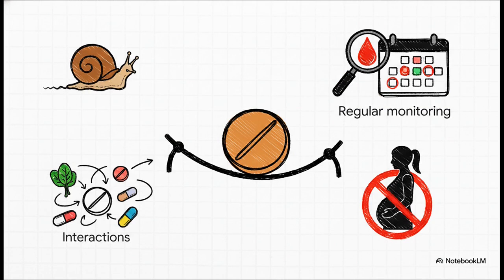And this brings us to the many challenges of using warfarin. As we just saw, its action is slow. It also has a very narrow therapeutic window, which means the gap between a useful dose and a dangerous dose is very small. Because of this, you have to constantly monitor the patient's blood with a test called the INR. It also interacts with hundreds of other drugs and even foods like green leafy vegetables. And most importantly, it is a teratogen. It can cause birth defects, so it is absolutely forbidden in pregnancy.